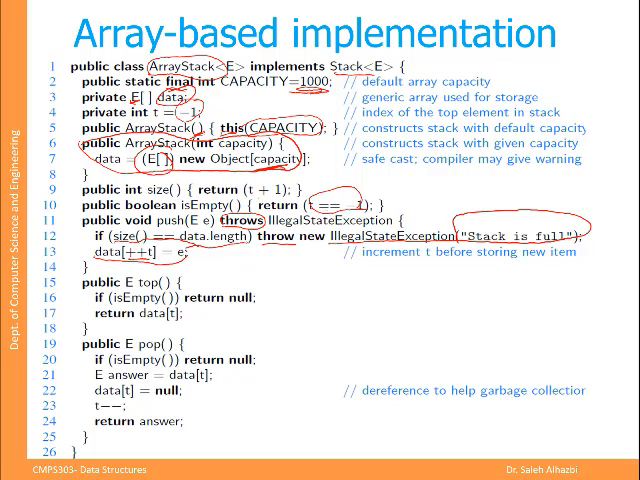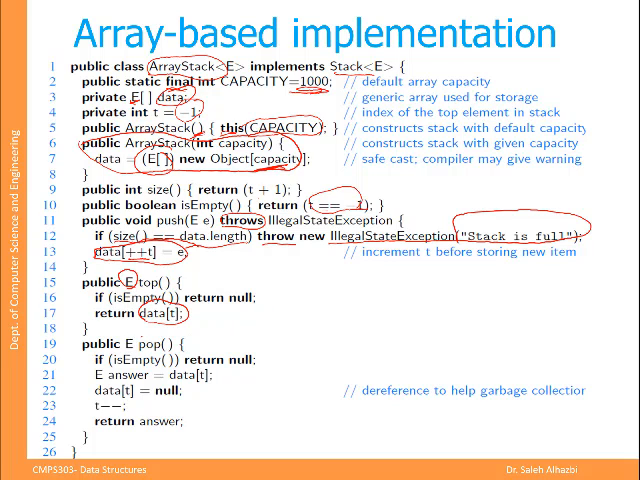Then we will assign this e to this position in the array. Okay, method top should return the element on top of the stack without removing that element. So it checks if it's empty. If the stack is empty, it will just return null. If not, it will return data of t.